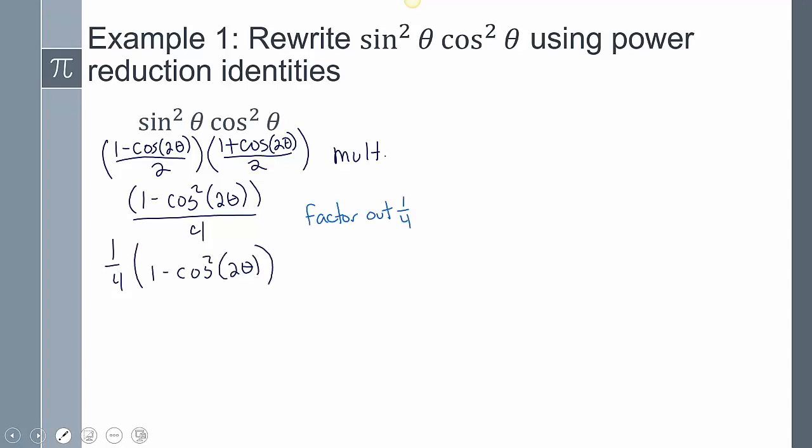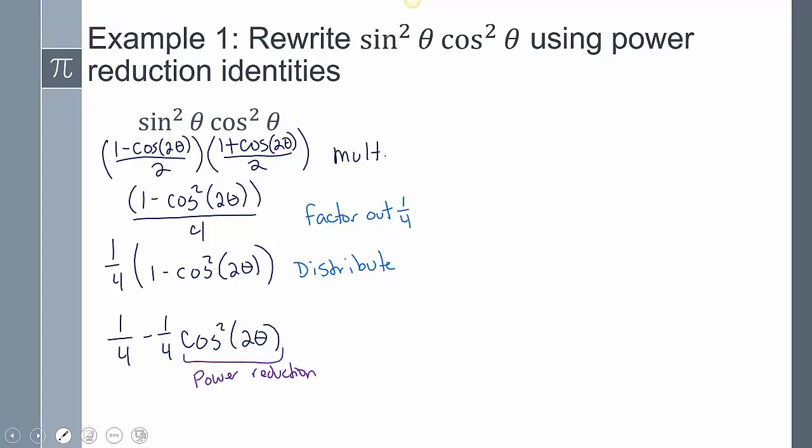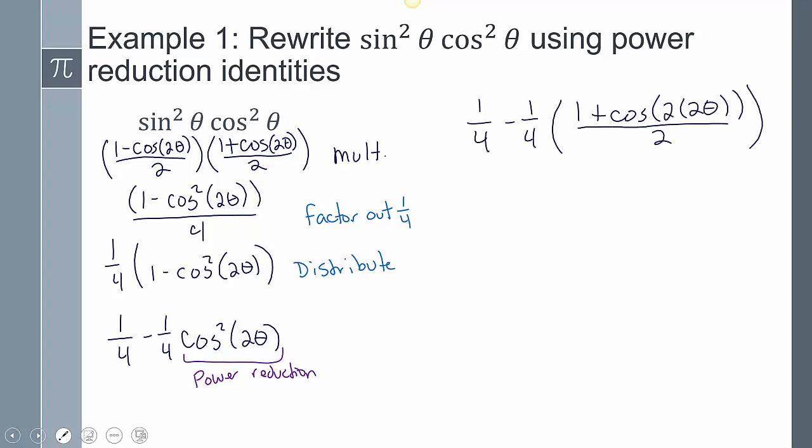And so if I bring out that 1/4, and now I just have that 1 minus cosine squared, well, if I distribute that through, that's going to be 1/4 minus 1/4 cosine squared 2 theta. This is also a power reduction formula. And so with that cosine squared, that's going to be 1 plus cosine of 2 theta. In this instance, we're saying theta is 2 theta, and so it's 2 times what we plugged in, which is the 2 theta. The 2 times 2 theta gives me 4 theta.